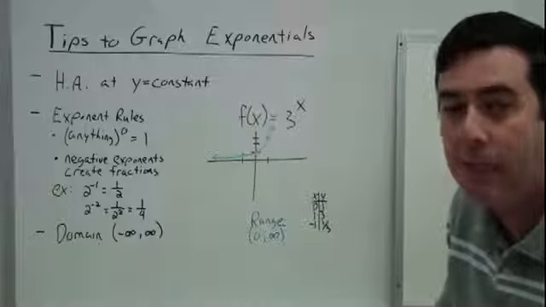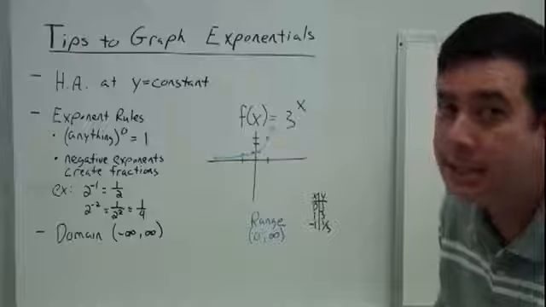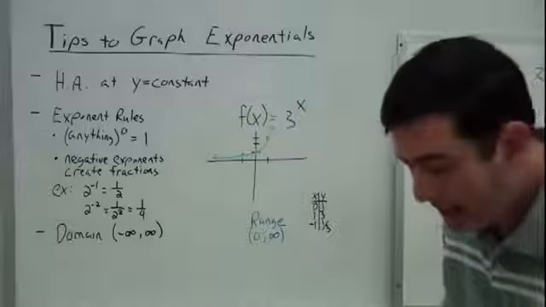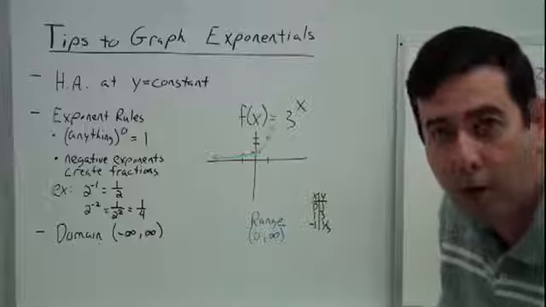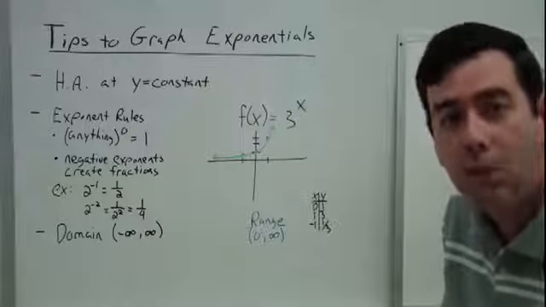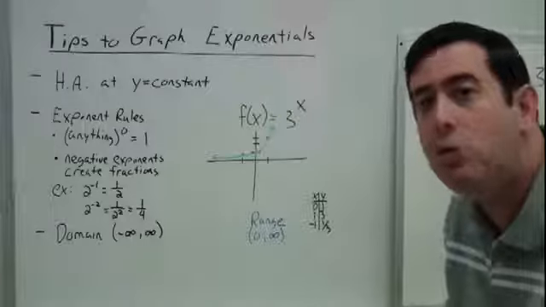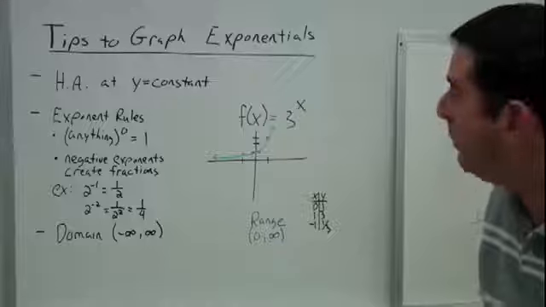Then the last thing for us to keep in mind as we graph these exponential functions, since there's not a square root and since there's not a fraction involved with the variable, this means for what we know so far, the domain will be from negative infinity to positive infinity. Now let's look at an example of one.